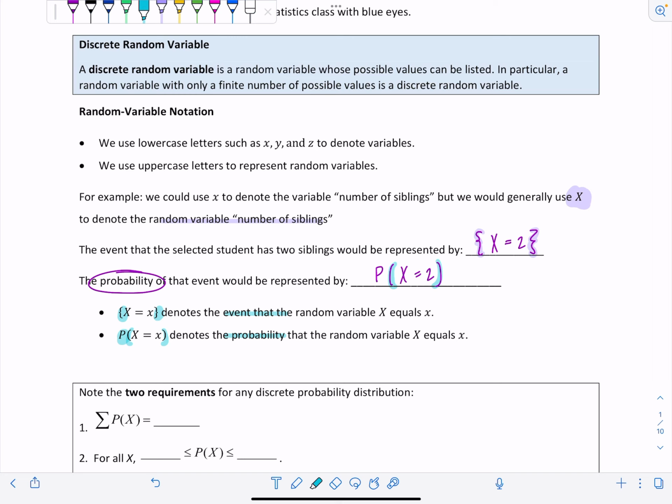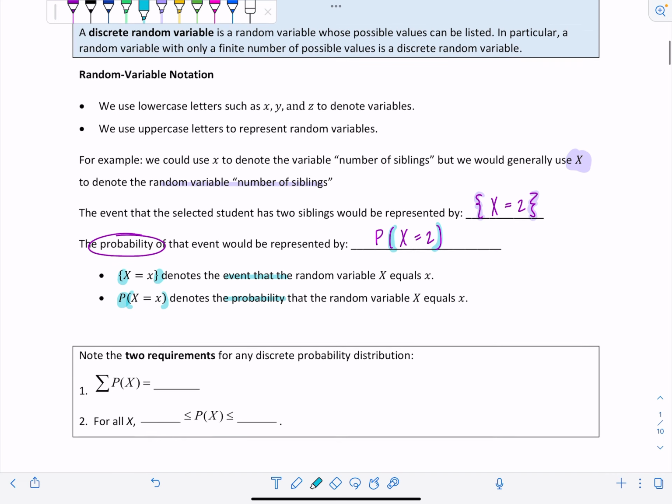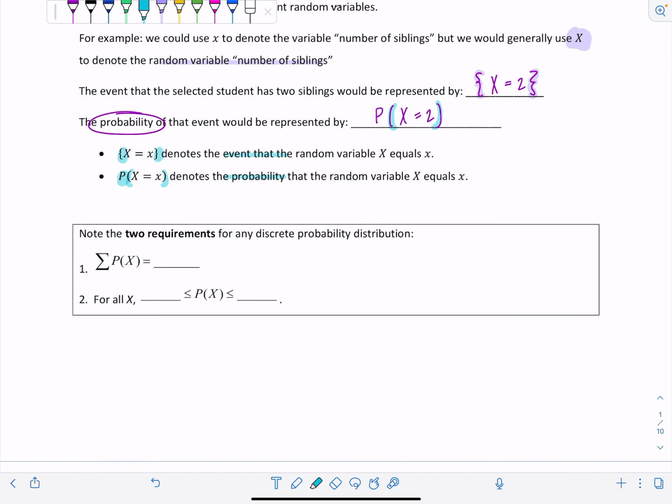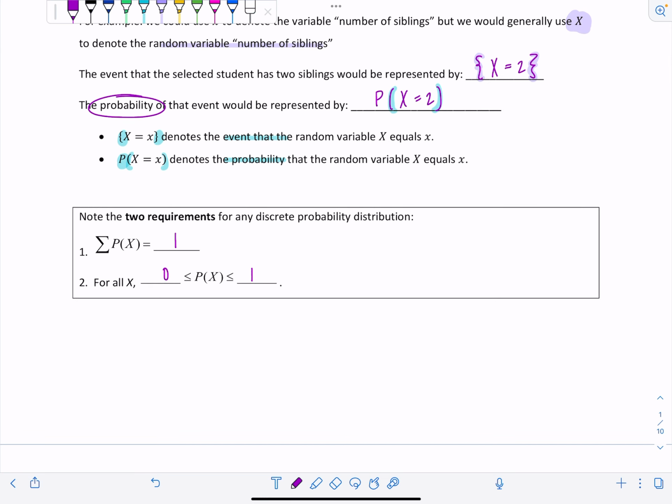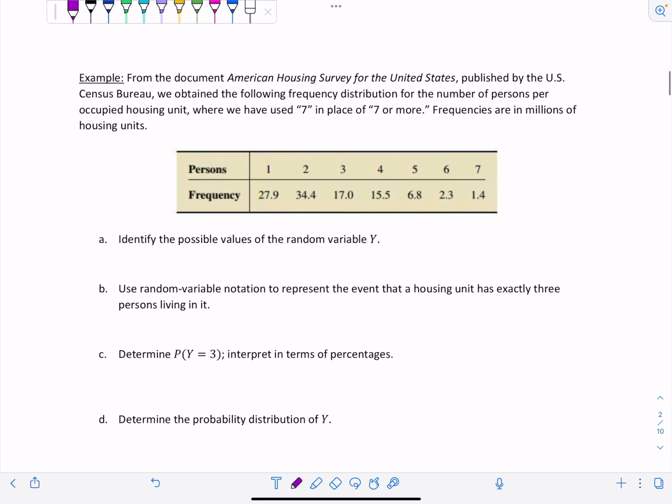Now, we do have 2 requirements for any discrete probability distribution. So the sum of the probability of all of the events, X, must be 1. And for all X's, all events, their probabilities need to be between 0 and 1. So no negative probabilities, no probabilities greater than 1, and all of the probabilities of every event should sum up to 1. If these 2 requirements are met, then you've got a probability distribution. If either of them is violated, you don't have a probability distribution. Okay, good. So let's look at some examples.